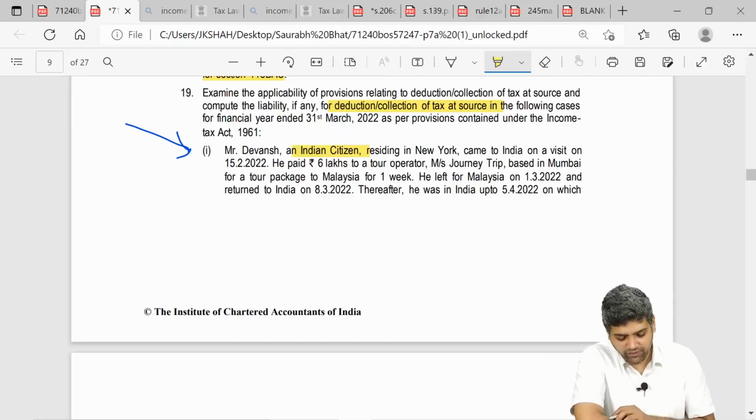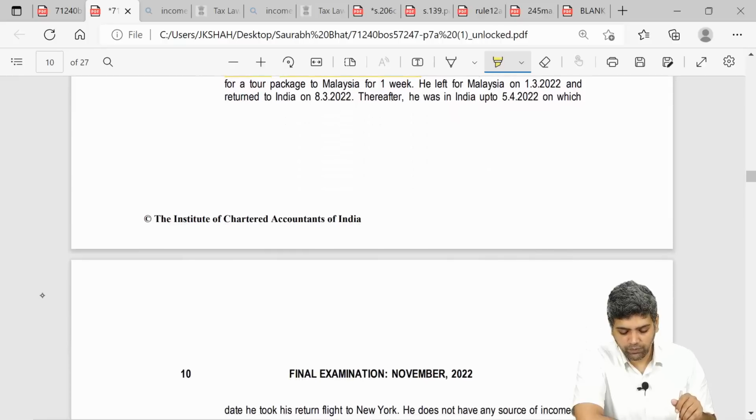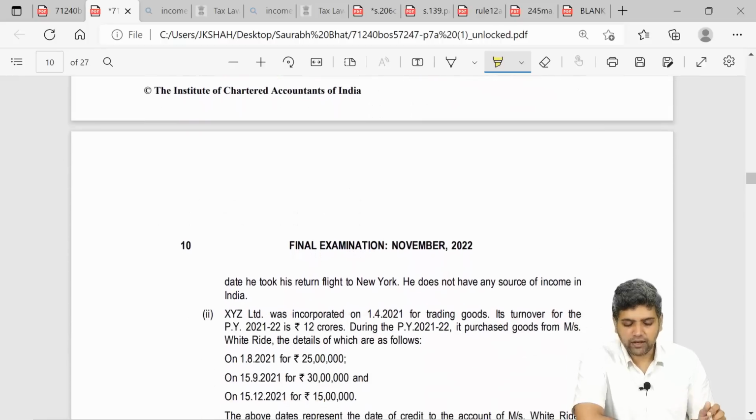So over here, what they have done is, they have told us that Mr. Devansh has come to India for a visit on 15th of February 2022. He is residing in New York. Good for him. Then he has paid 6 lakh rupees to a tour operator, Messrs. Journey Trip, based in Bombay, for a tour package to Malaysia for 1 week. He left for Malaysia on so and so date. Thereafter, he was in India up to 5th of April 2022, on which date he took his return flight to New York. He does not have any other source of income in India.